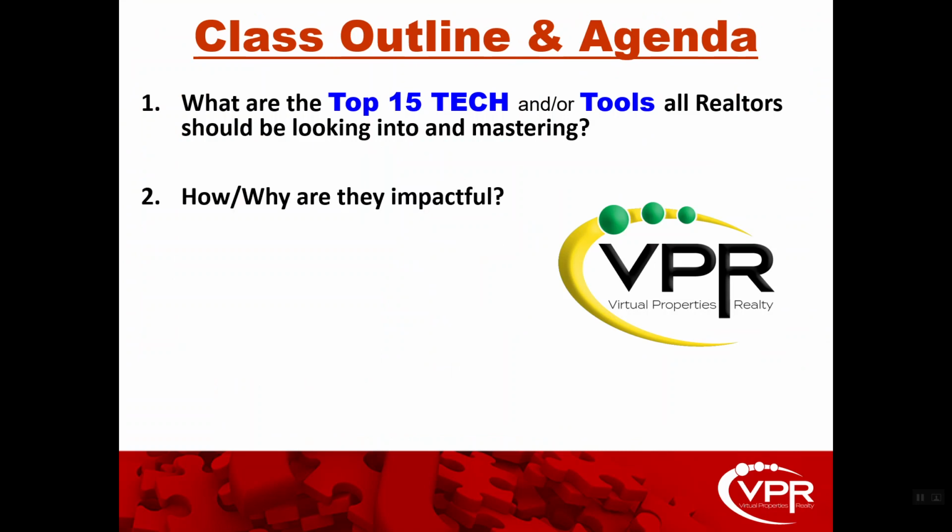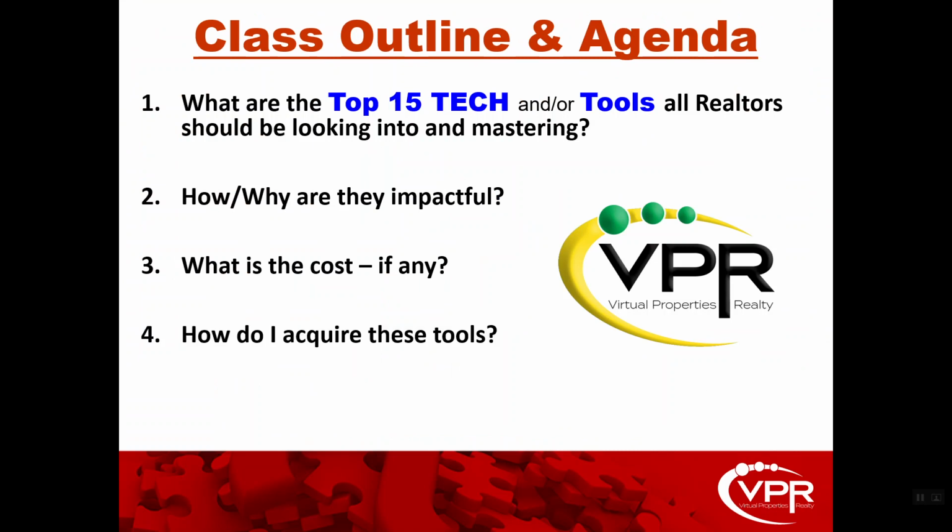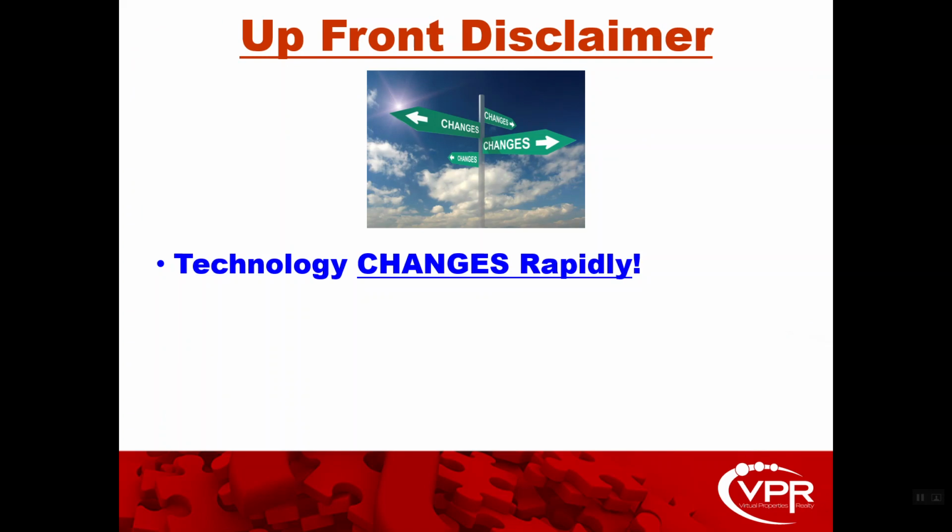The whole objective of this class is to go over what I think are the top 15 things realtors need to be honing in on. Why are they impactful to your career? What's the cost? How do I acquire them? How do I sign up? How do I get memberships? And then how do I learn? Because again, the objective is to have mastery.